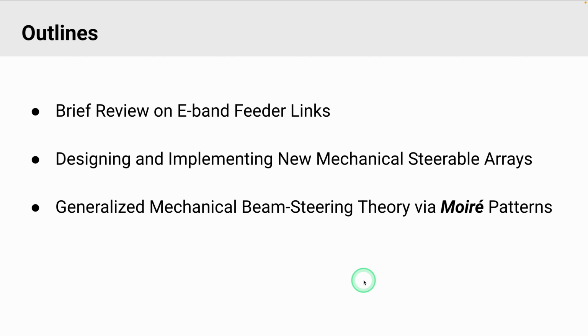This talk brings together two different projects that I worked on at Facebook Connectivity previously. In today's talk, I would love to focus more on the latter part, the design of the mechanical steerable arrays, and the fundamental theory underlying it that my colleague Bart and I developed. But before that, I want to also provide a brief overview of the modern satellite constellations and an E-band system demo that we did back in 2017.